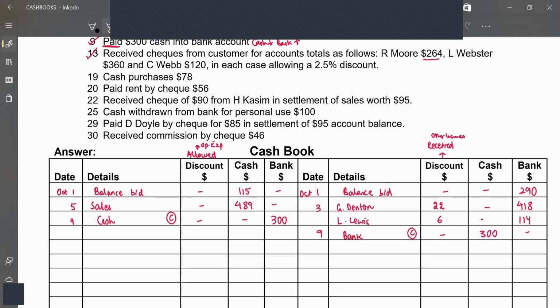So R Moore 264, L Webster and all of this, but you will have to allow a discount of 2.5% on all of these amounts, right? So the amount that R Moore had to pay us was 264 times 2.5%.